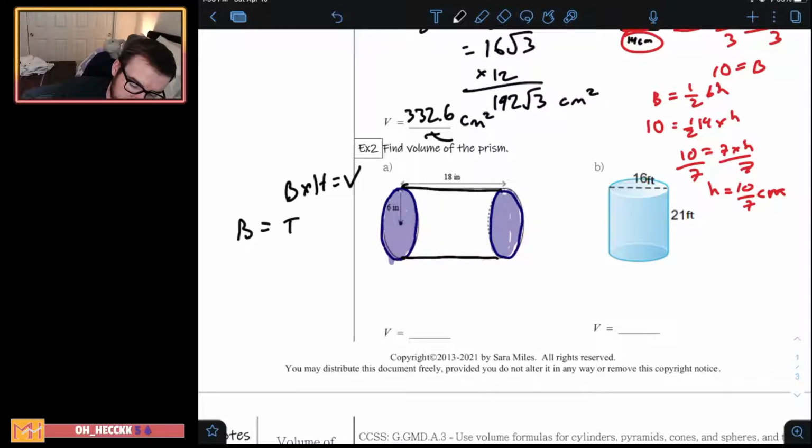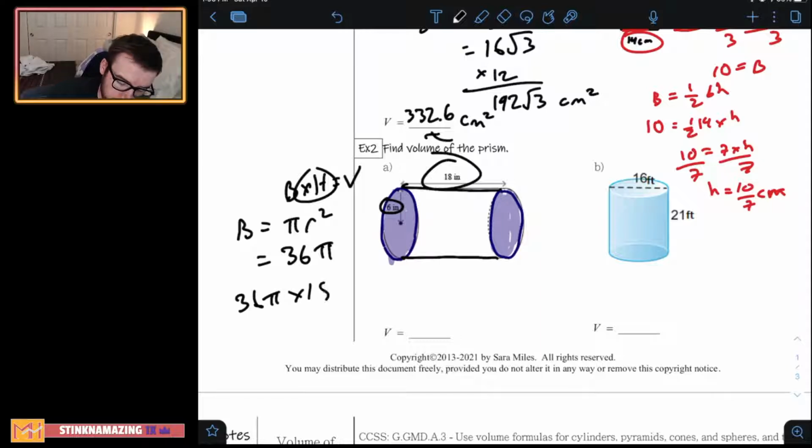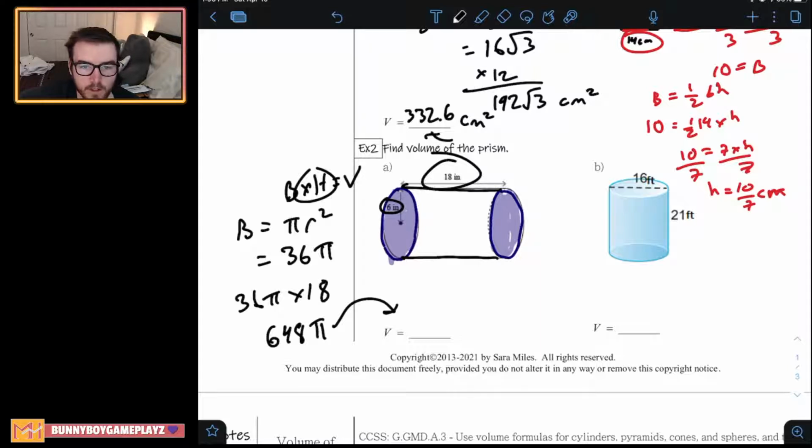Well, our base is pi r squared, of course. So that comes out to be 36 pi. 6 squared is 36. And then we come in here and multiply by the height of the prism. 36 times 18, I don't know what that is. 648 pi. And then lastly, I'll go ahead and plug pi into my calculator. So 648 times pi, and I get 2035.8 inches squared.